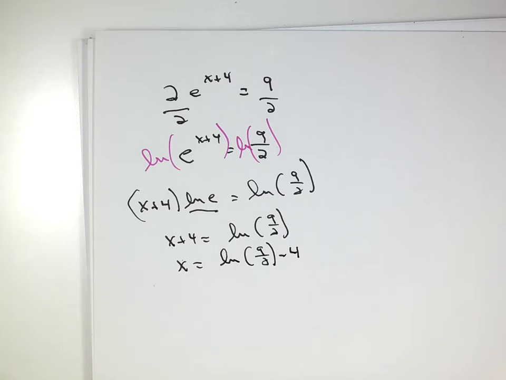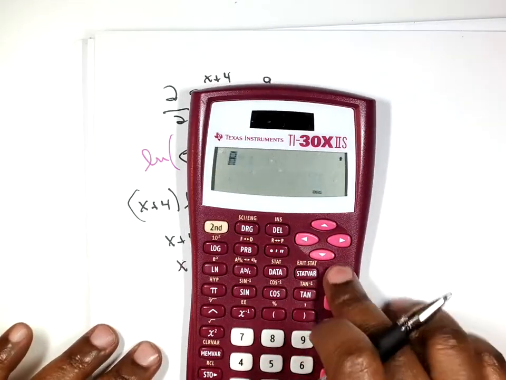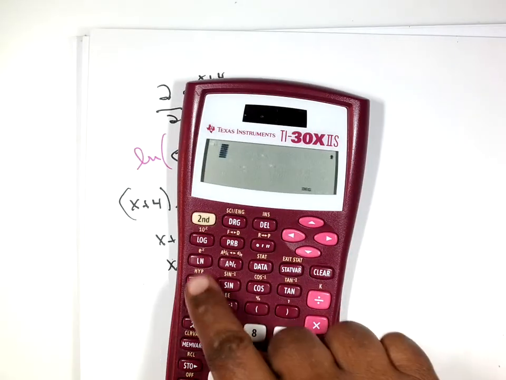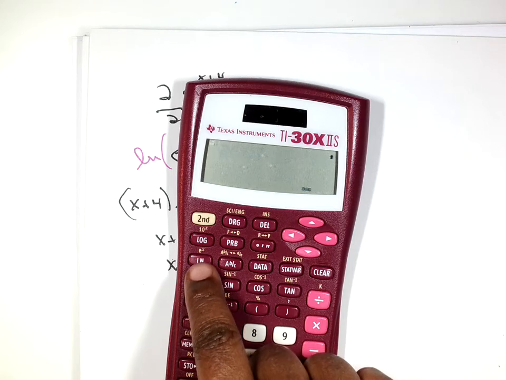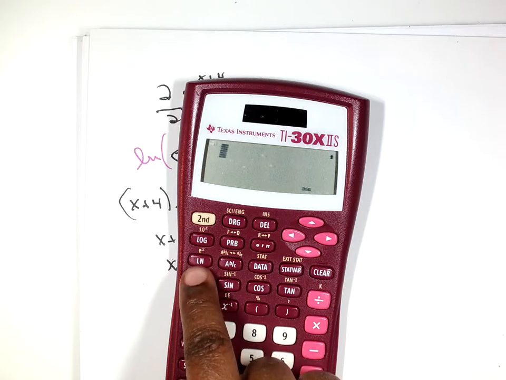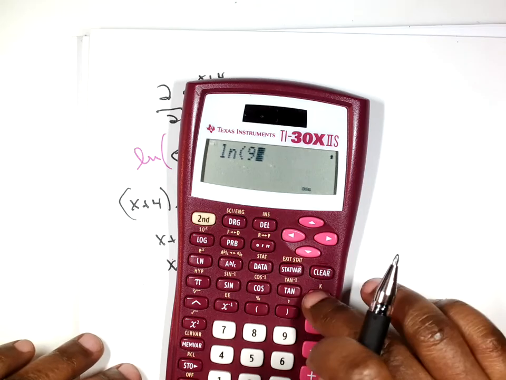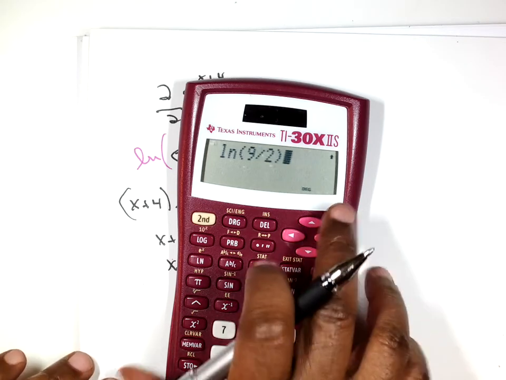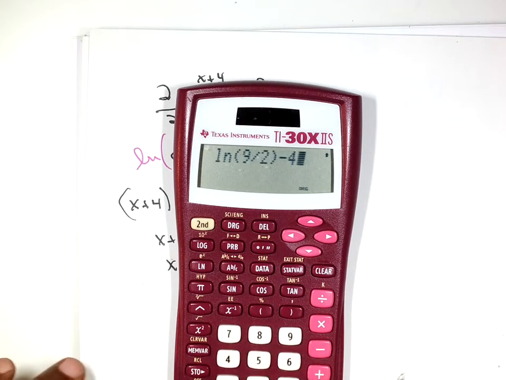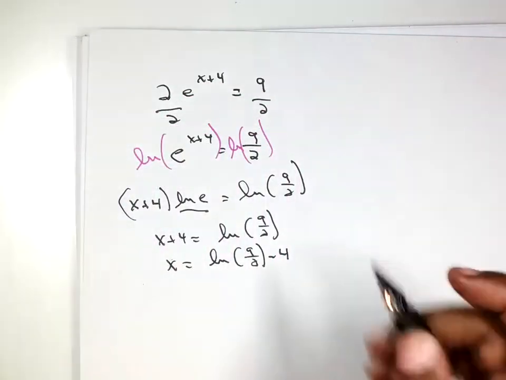And I'm going to plug it in my calculator. So hopefully you can see this okay. What do we have? We have natural log. So here on my calculator is the ln button. That's base e. And above it is the log button, which is base 10. So I'm working in the natural log. So I'm going to hit ln of 9 divided by 2. And then close my parentheses and minus 4. And I get negative 2.496. I'm going to leave it as that.